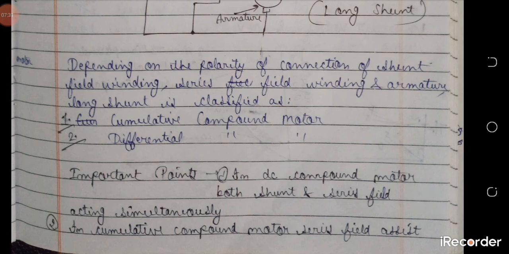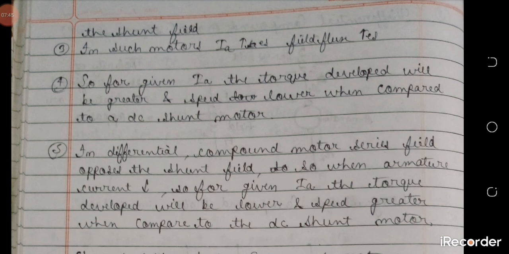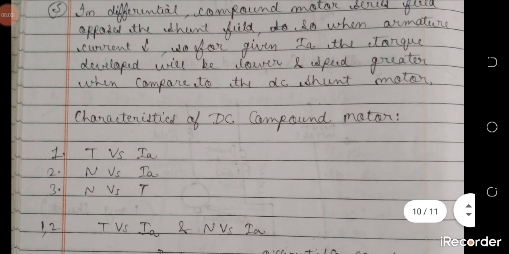First is in DC compound motor, both shunt and series field act simultaneously. Second is in cumulative compound motor, series field assists the shunt field. Third is in such motors, as armature current increases, field flux increases. So for given Ia, the torque developed will be greater and speed lower when compared to a DC shunt motor. In differential compound motor, series field opposes the shunt field. So when armature current increases, flux decreases, so for given Ia, the torque developed will be lower and speed greater when compared to the DC shunt motor.